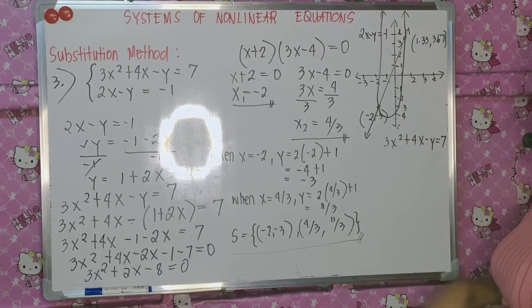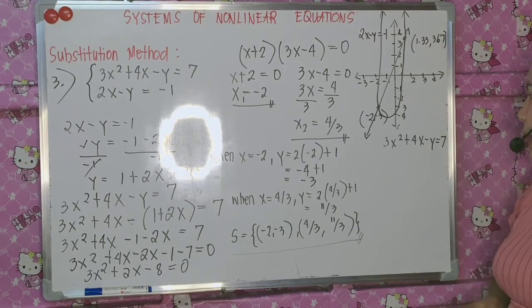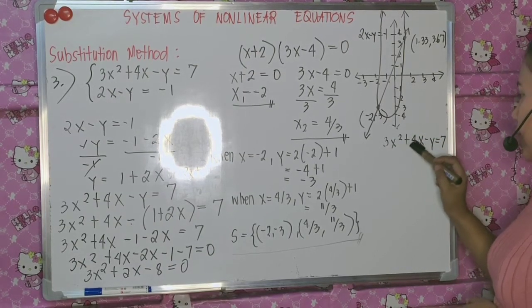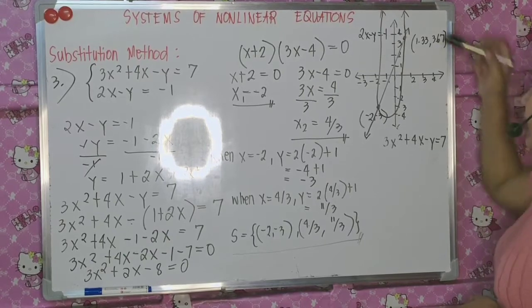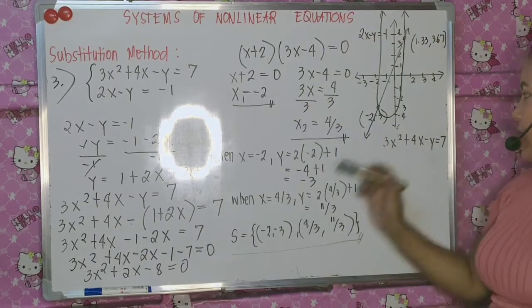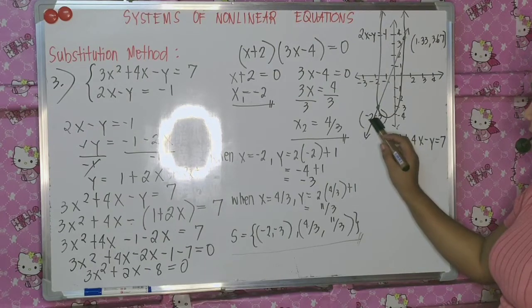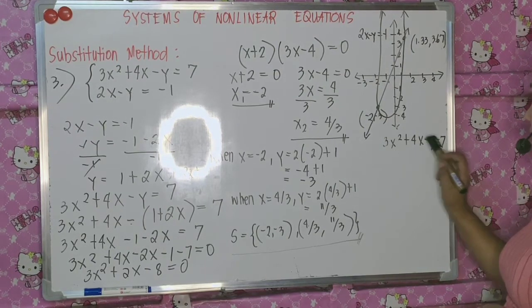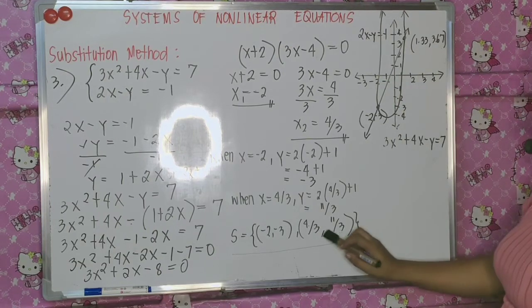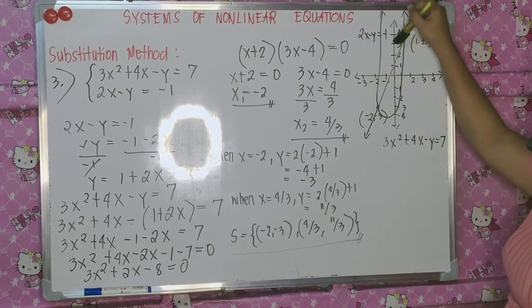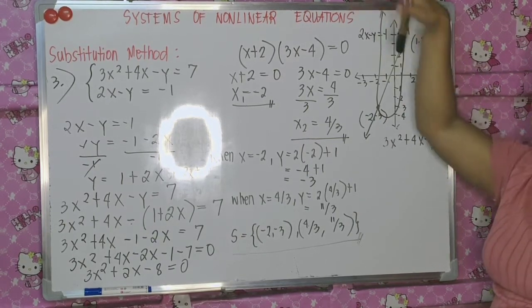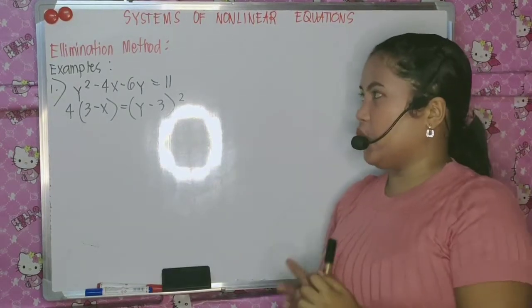Kasi nga, fraction. So now, paano ulit natin malalaman kung bakit dito yung graph ng 3x squared plus 4x minus y equals 7, then dito yung 2x minus y equals negative 1. So, yung ginawa ko lang kanina, i-substitute lang natin yung negative 2 tapos negative 3. So, pag nag-equal, meaning dito yung graph niya. Then dito naman, i-substitute natin yung 4/3, then 11/3. So, pag nag-equal din sa negative 1, negative 1, negative 1, meaning dito yung equation niya or yung graph niya. Okay po?